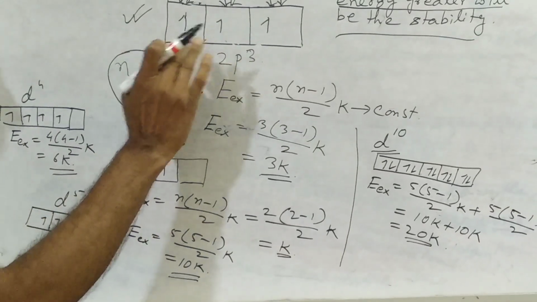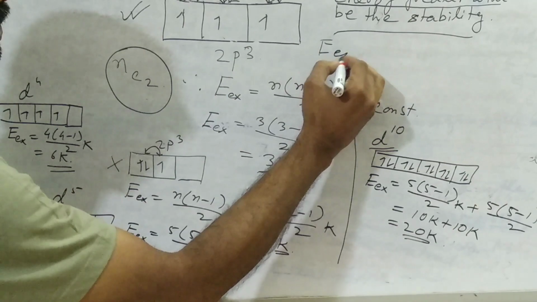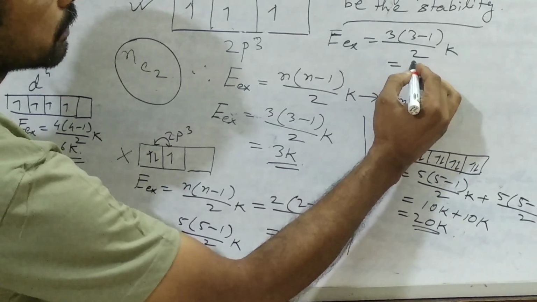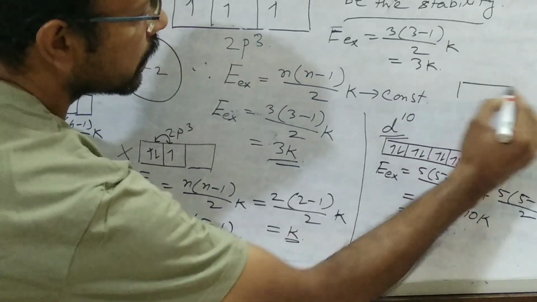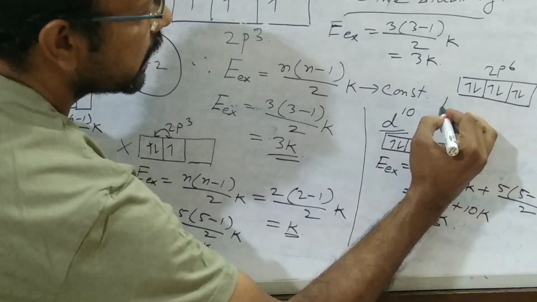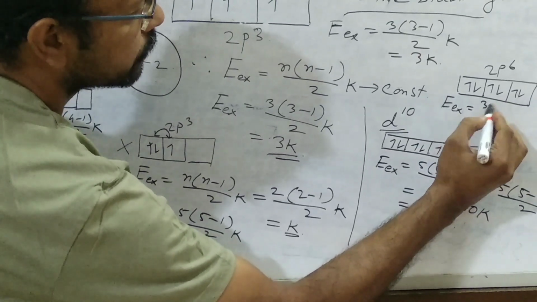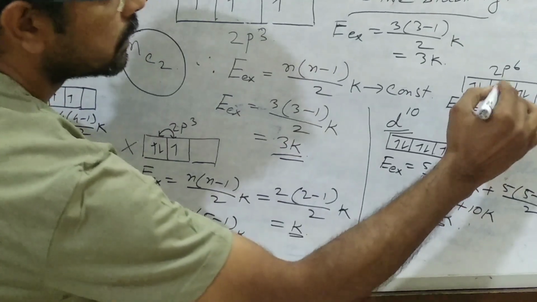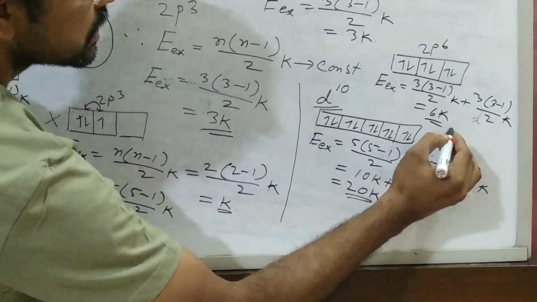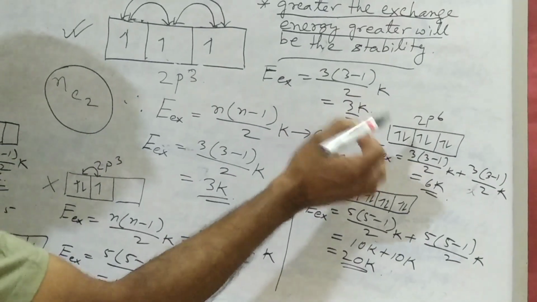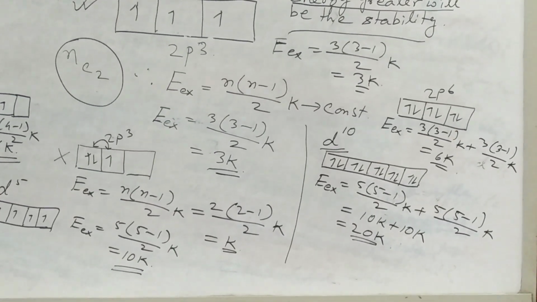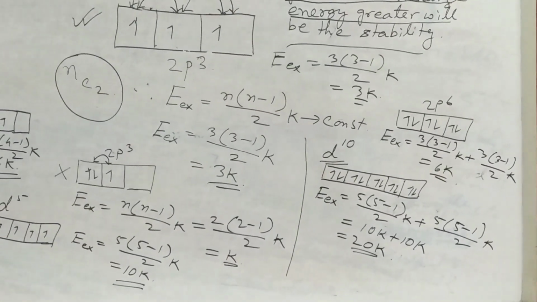Similarly, in case of 2p3, the half filled orbital, the exchange energy is 3 into 3 minus 1 by 2 k, which becomes equal to 3k. But in case of completely filled p orbital, you see 2p6 configuration, 1, 2, 3, 4, 5, 6. The exchange energy will be, for the first 3 electrons in parallel spin, 3 into 3 minus 1 by 2 k, plus for the next 3 electrons in parallel spin, 3 into 3 minus 1 by 2 k, which turns out to be 6k, which is greater than 3k. That's why we can say that 2p6, the completely filled p orbital, is more stable than half filled p orbital. This is the basis of Hund's rule, where we can find out the relative stability of orbitals that are completely filled, half filled or partially filled.